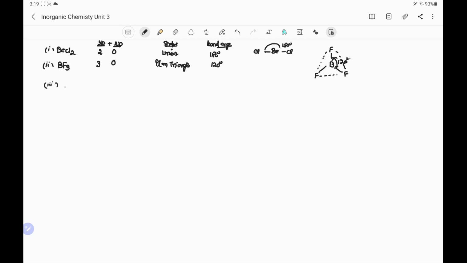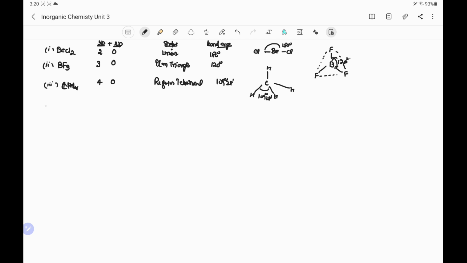Third is CH4, methane, the ideal case. In this CH4 methane, there are 4 bond pairs and 0 lone pairs. It has the shape of a regular tetrahedron. That means it is the ideal case. And it has the angle 109 degrees 28 minutes. And the shape will be C, H, H, H, H, and this angle is 109 degrees 28 minutes. So these 3 cases we have discussed are the ideal cases where there is no distortion.